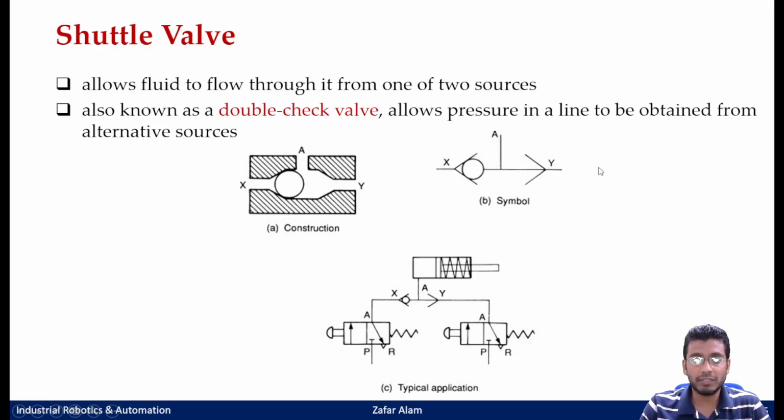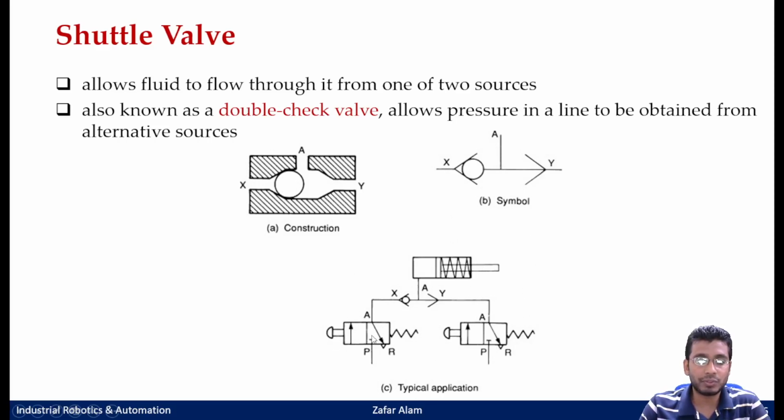If the fluid is coming from this side, then this path is blocked due to the movement of this poppet, and the fluid will enter from Y and go to position A. Similarly, if the fluid enters from the left hand side, from the X port, then the poppet would shift towards the right and block the fluid from going towards the Y port, and the A port will be connected to the X port. As you see, it allows pressure in a line to be obtained from alternative sources. One of our typical applications is seen here.